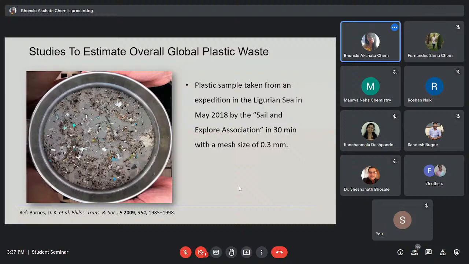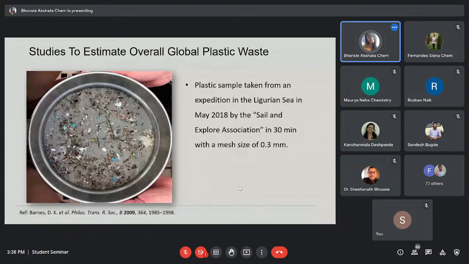So various studies have been done to estimate the overall global plastic waste. And also various studies have been done to estimate the mass of the plastics which are floating or entering into our oceans, because these are the global ecosystems which are most affected by plastic pollutants. So this is a picture of a plastic sample taken from an expedition in the Ligurian Sea in May 2018 by the Sail and Explore Association in a 30-minute trawl with a mesh size of 0.3 millimeter. So this is like a sieve. The gaps in the mesh are 0.3 millimeter in size, so it allows particles of 0.3 millimeter or smaller to pass through. This is used for separation of basically microplastics.